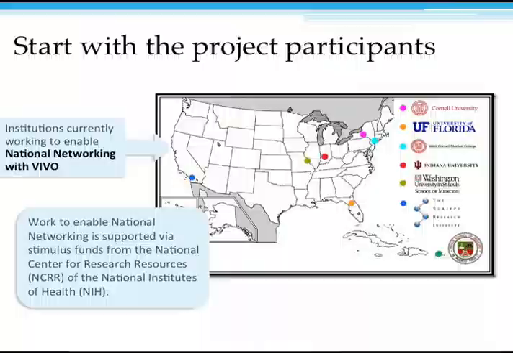So in 2003, Cornell began development of VIVO, and in 2007, UF, University of Florida, where I'm from, began their first implementation. In September of 2009, just this last year, Cornell, UF, and five additional institutions received $12 million in stimulus grant money from the NIH to enable national networking of researchers. All seven of these institutions have VIVO currently installed.